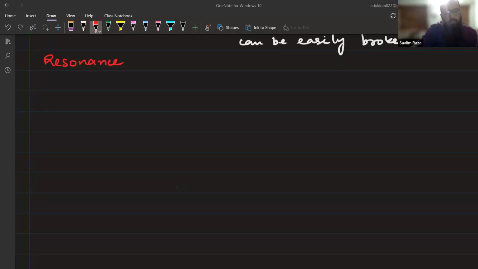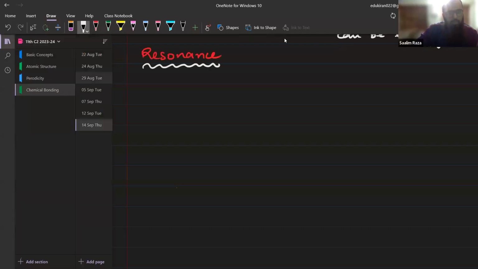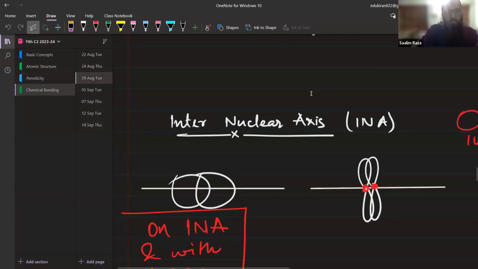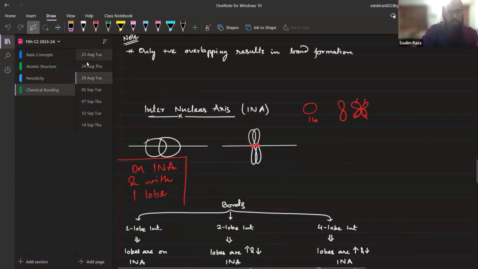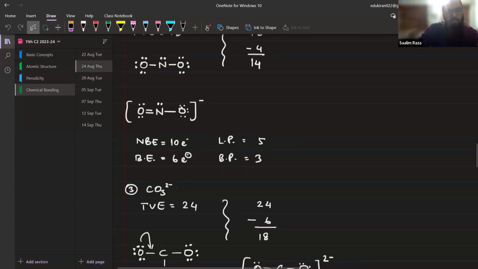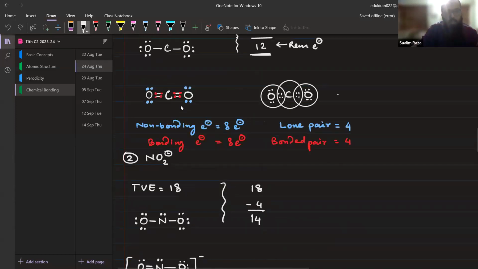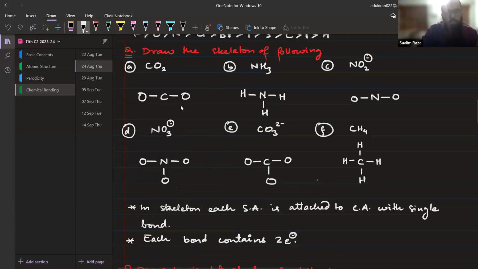Right, resonance. Okay, so what is resonance? This will only be understood if you have done the Lewis dot structures with me. If you did, then let me just remind you. It must have been the first or second class. Look here at the NO2 negative molecule, the CO3 2 negative molecule, and the CO2 molecule also.